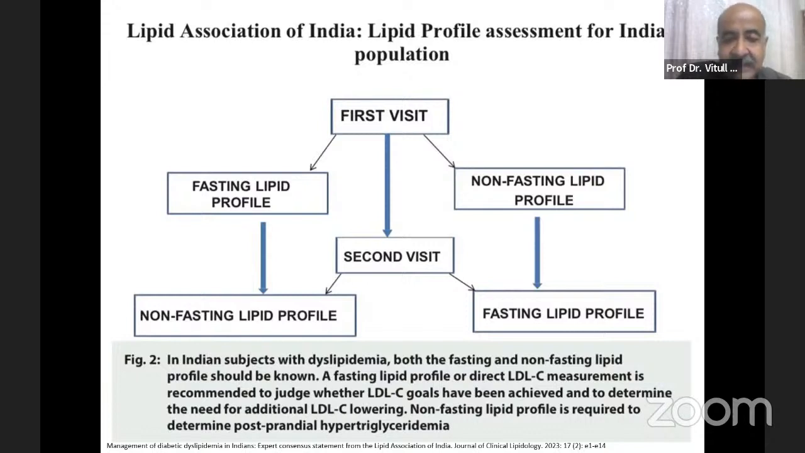So that means that each and every patient should get a fasting lipid profile as well as a non-fasting lipid profile, because in Indian subjects with dyslipidemia, both fasting and non-fasting lipid profiles should be known. Fasting lipid profile or direct LDL-C measurement is recommended to judge whether LDL-C goals have been achieved and to determine the need for additional LDL-C lowering therapy. Non-fasting lipid profile is required to determine the postprandial hypertriglyceridemia. So it is very important in the Indian setup for a doctor to recommend both fasting and non-fasting lipid profiles, depending upon the first visit or second visit.